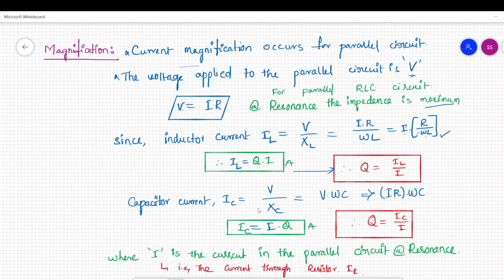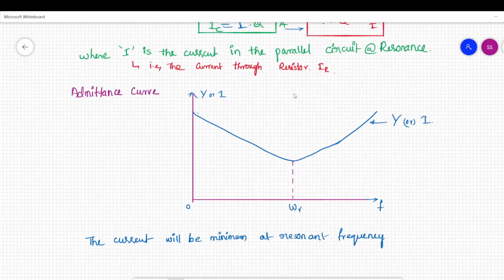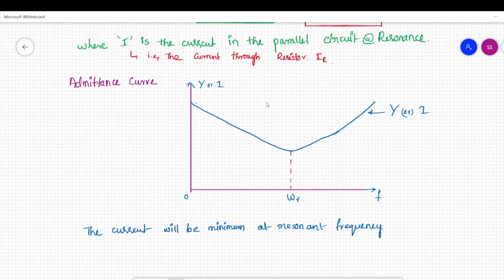Similarly, for capacitor, IC equal to V by XC. XC is 1 by omega C, that will be V omega C, where V is I into R. This can be replaced with I into omega CR, where omega CR is the quality factor. So I can write IC, the current through capacitor in parallel RLC, equal to I into quality factor Q. So quality factor Q can be obtained as Q equal to IC by I, current through capacitor by current through network at resonance condition. Okay, where I is the current through the network at resonance condition, that is the current through the resistor.